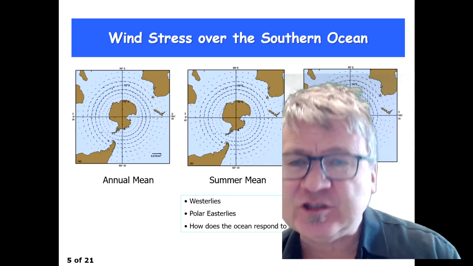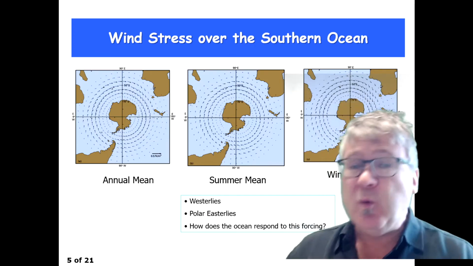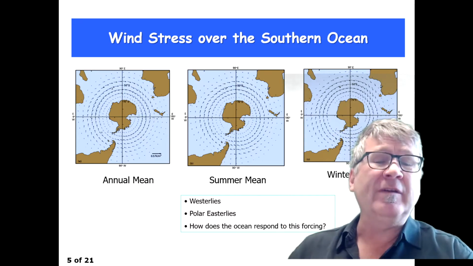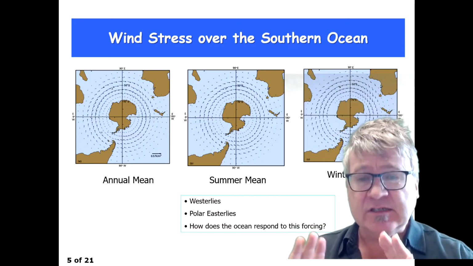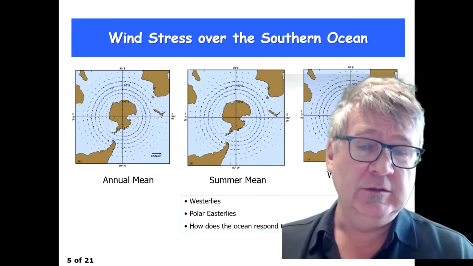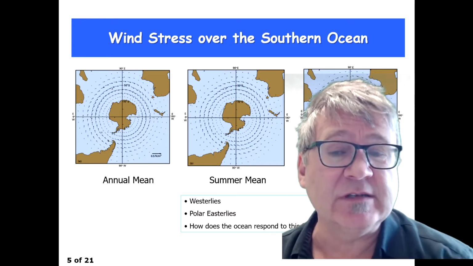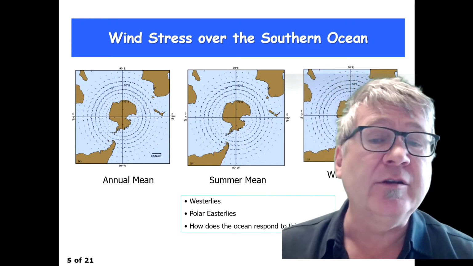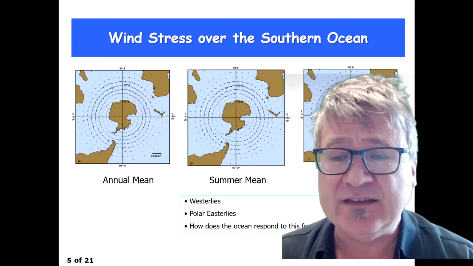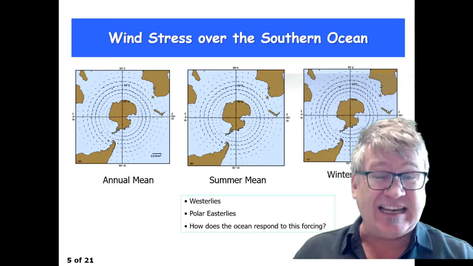So let's have a look first at the wind forcing, the wind conditions over the Southern Ocean. This is shown here in terms of the wind stress. The wind stress is a frictional force of the winds blowing along the sea surface, and the magnitude of the wind stress is proportional to the square of the wind speed. The direction is the same.